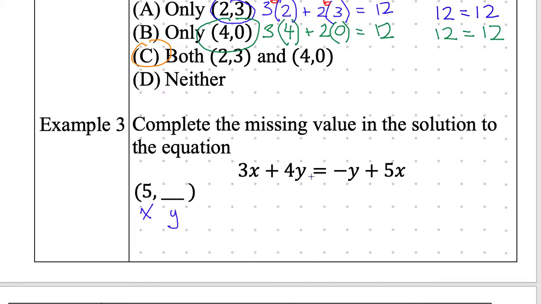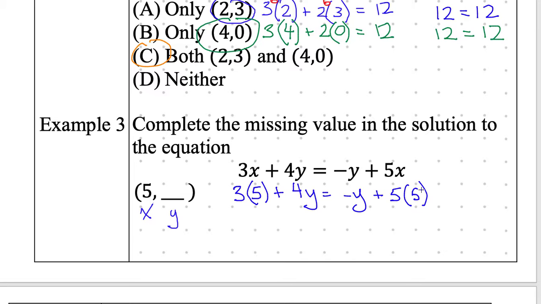And who can read me my new equation after you substitute in your 5? Larissa, yeah. So it would be 3 times 5 plus 4y equals negative y plus 5 times 5. Perfect. Thank you. You can turn in your card. Ugo's going to give you 50 XP.